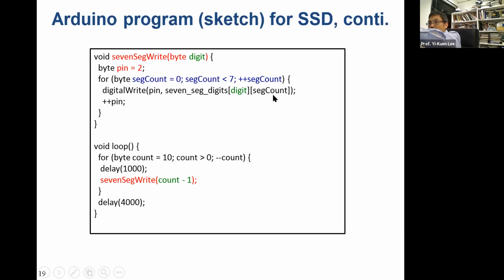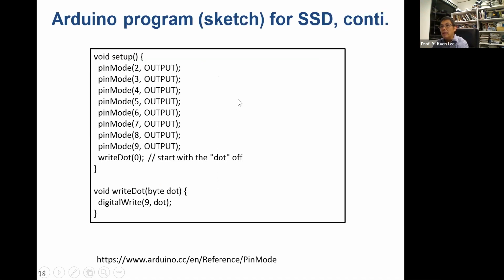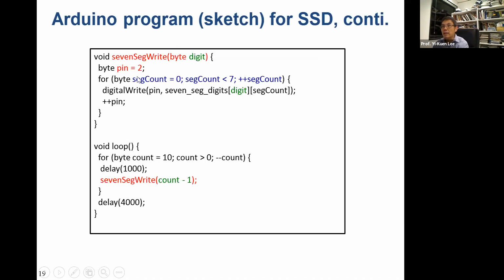Here with the segment count, I continue to provide the output digital write from this message, and then go to this pin. So here we define the pin as 2, and this is the subroutine we use, and then this is the main program. In the main loop, we have a for loop with count equal to 10 and gradually decrease 10, 9, 8, down to 1, and then delay for 1000, and then provide the count.